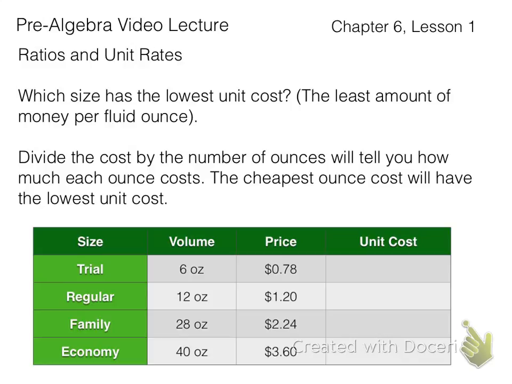So, to find the lowest unit cost, let's say this is dish soap. We can have a trial dish soap, regular dish soap, family, or economy. We want to know which one's cheaper per unit. Yes, we're maybe buying more than we need right at the time, but dish soap really doesn't go bad, so it's obviously not going to go bad. Sometimes it's more economical to buy something bigger, because even though you might be paying slightly more, it's going to last longer, and you are technically paying less per ounce.